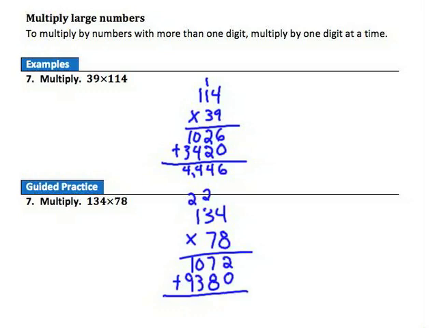Now I'm ready to add. Starting at the right again, 2 plus 0 is 2. 7 plus 8 is 15. Carry the 1. 1 plus 0 is 1. Plus the 3 is 4. And then finally 1 plus 9 is 10. So I get an answer of 10,452.